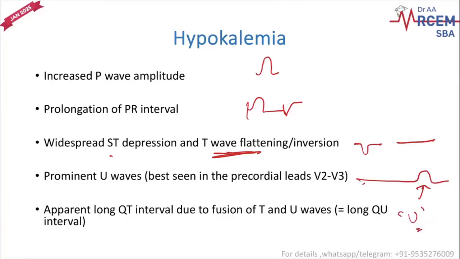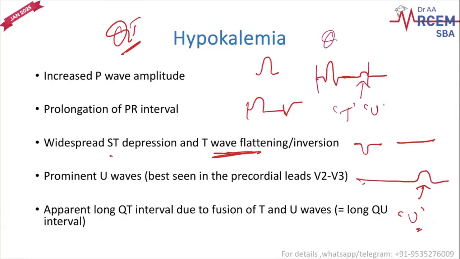Most of the time, QT prolongation is not very specific for hypokalemia. Why is it not specific? This is the QRS complex that you are having. The T wave is flattened. Then you are having a positive deflection. So we do not know whether this positive deflection is because of the T wave or the U wave. If you consider this as the QT interval, QT prolongation is seen, they say sometimes, but it is a pseudo or apparent long QT interval, we call it. It is not a true QT prolongation that you're seeing here.